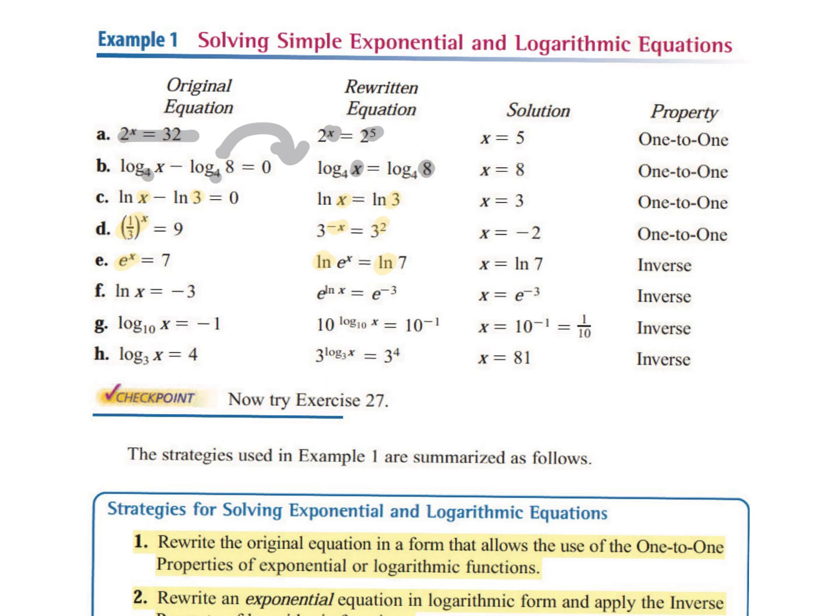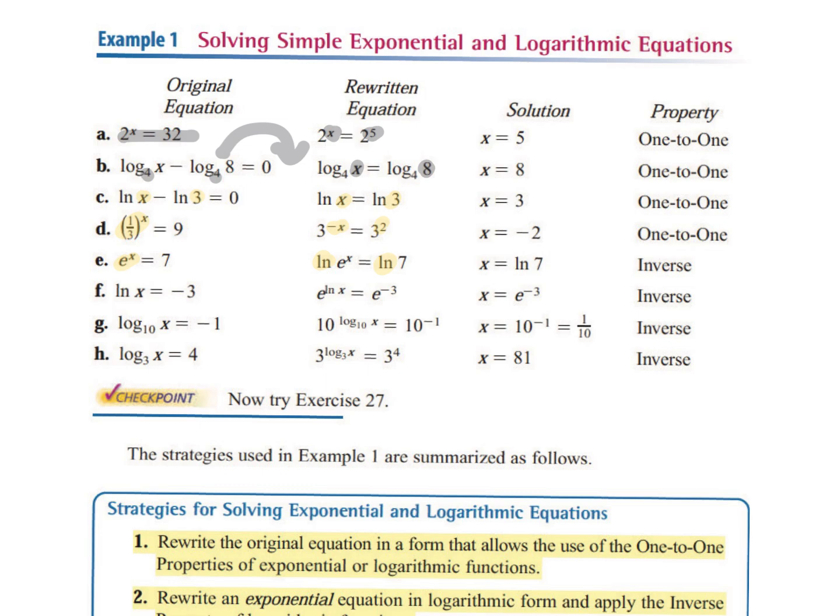Same for the next one. We have ln x equals negative 3. If we add an e to it on both sides, we can cancel the ln and we're left with x equals e to the negative 3. Same for the logs. If we have log 10 of x, if we add a 10, because it's the same base, we can cancel it out and we get x is equal to negative 1, which is just 1 over negative 10.